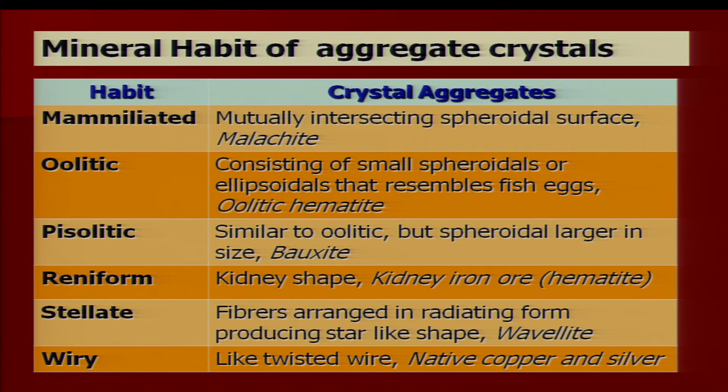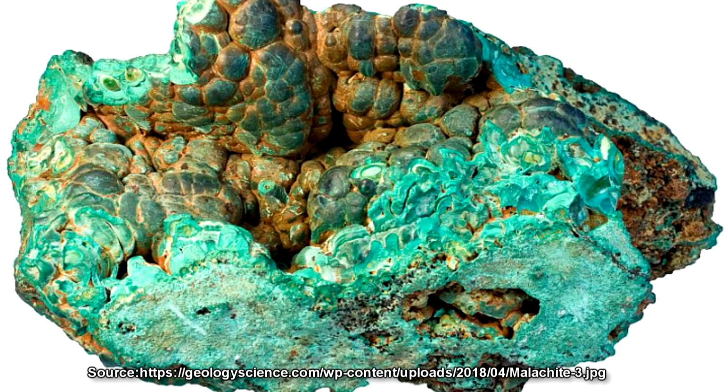Now, I will discuss mineral habit of aggregate crystals: mammillated, oolitic, pisolitic, reniform, stellate and wiry. These are the important categories of mineral habit of aggregate crystals, not of a single crystal but of an aggregate of crystals with mutually intersecting spheroidal surfaces. An example is malachite. Malachite occurs in mammillated habit, where lots of rounded spheroidal surfaces of granules are clubbed together.